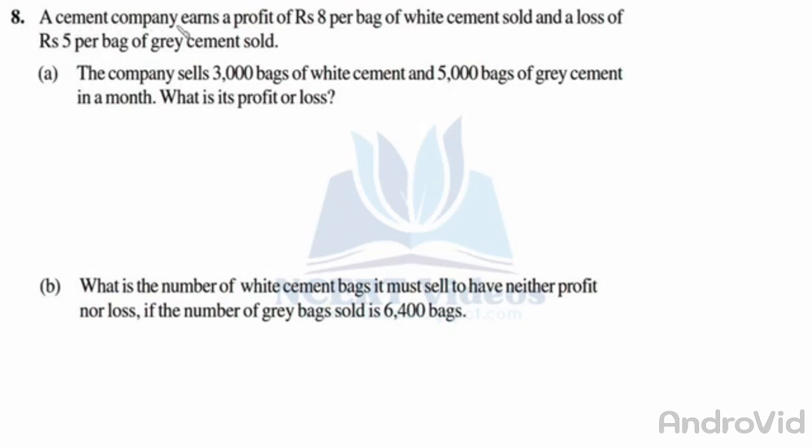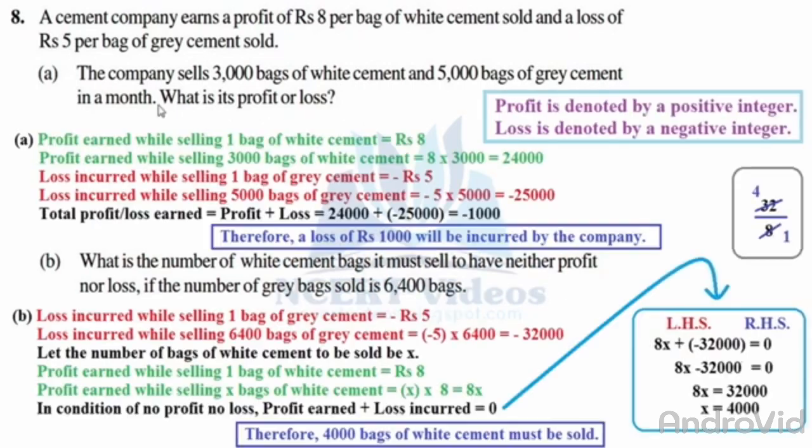8th, a cement company earns a profit of 8 rupees per bag of white cement sold and a loss of 5 per bag of grey cement sold. The company sells 3,000 bags of white cement and 5,000 bags of grey cement in a month. What is its profit or loss? Here, the same concept as the previous question.